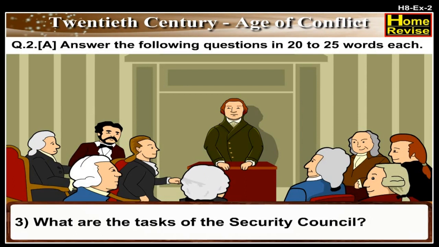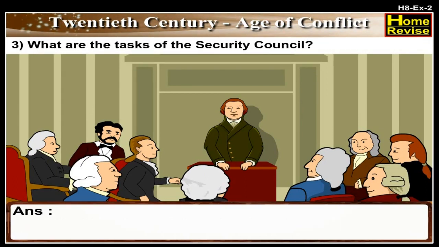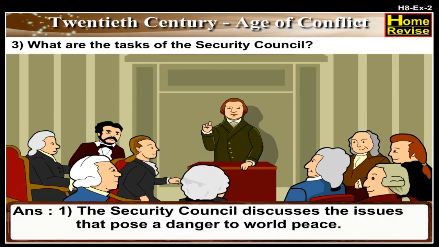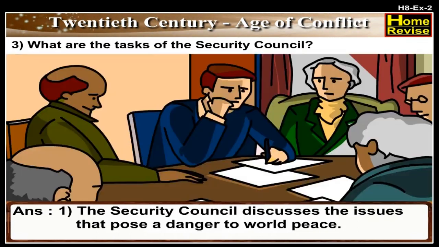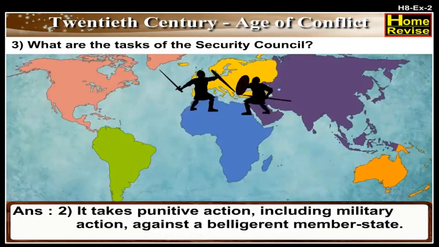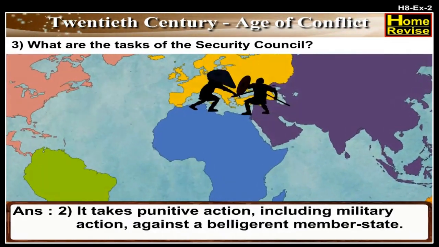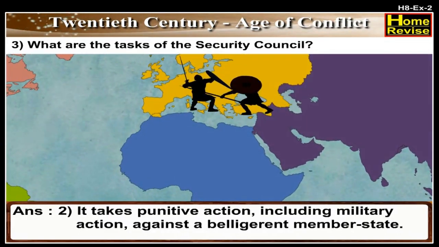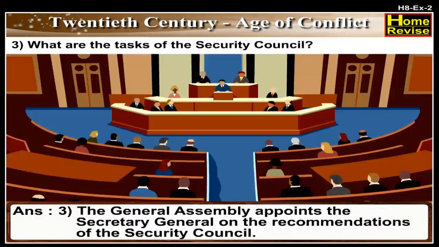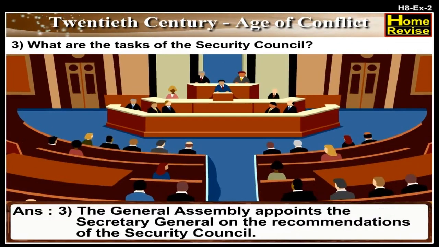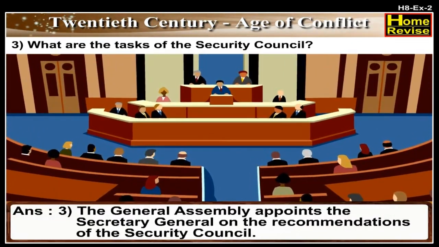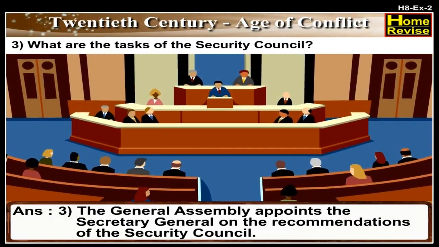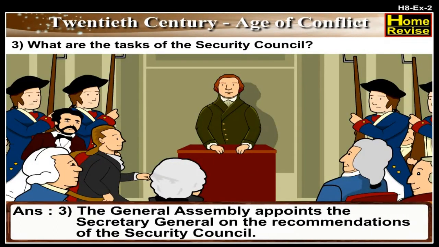3. What are the tasks of the Security Council? Answer: 1. The Security Council discusses the issues that pose a danger to world peace. 2. It takes punitive action, including military action, against a belligerent member state. 3. The General Assembly appoints the Secretary General on the recommendations of the Security Council.